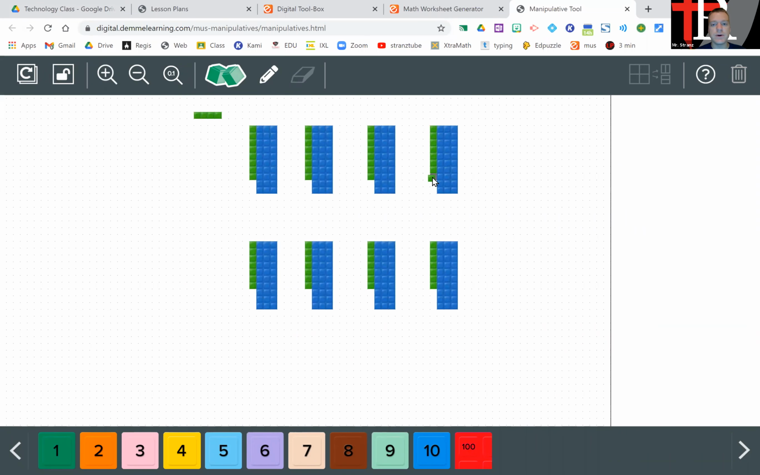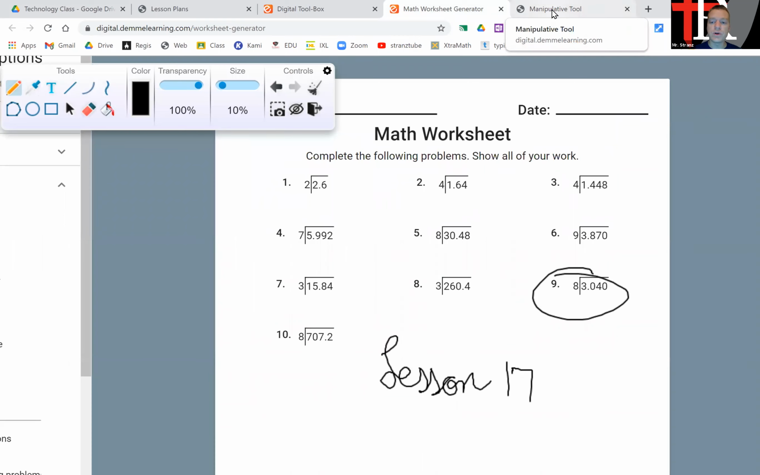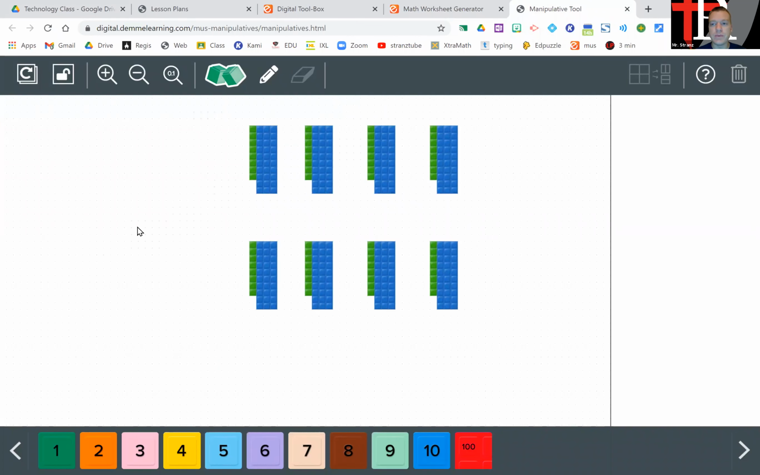And look at that. Isn't it funny how it works out? How many do I have left? I have 4 left. Perfect. 4 for each one of these. So it was such a long process, I forgot what the problem was. It was 3.04 divided by 8. I did 3.04 divided by 8.